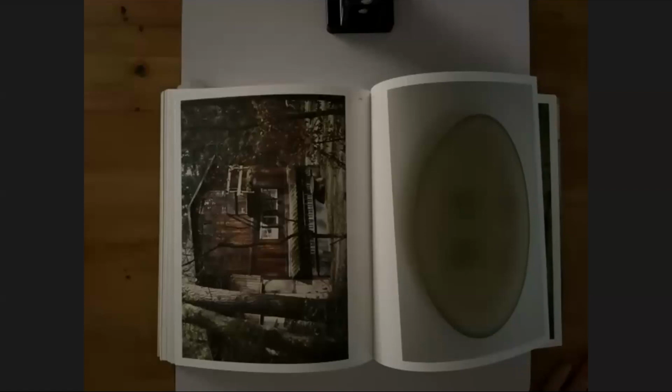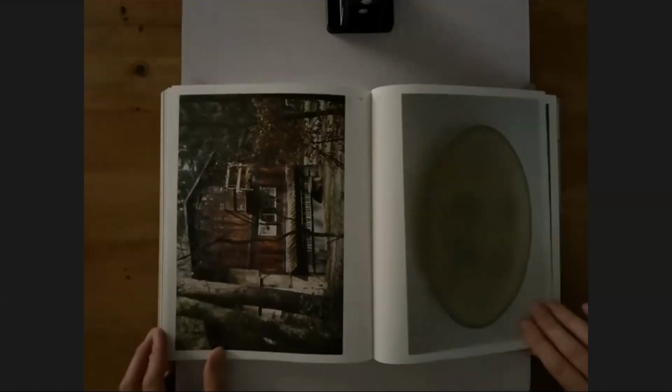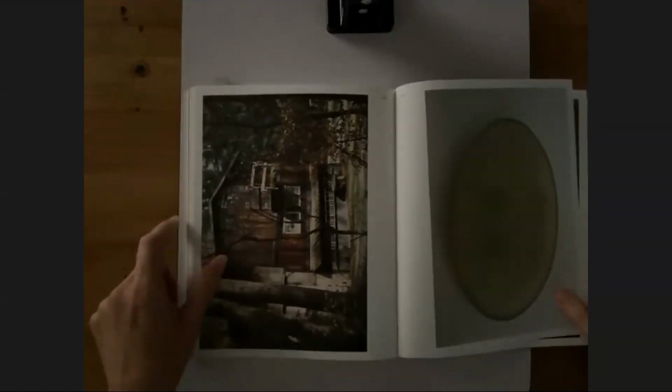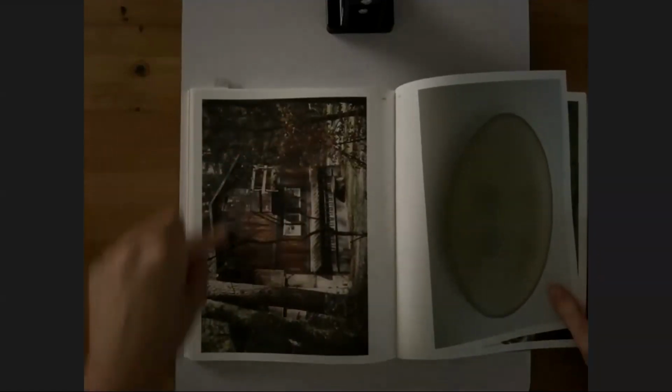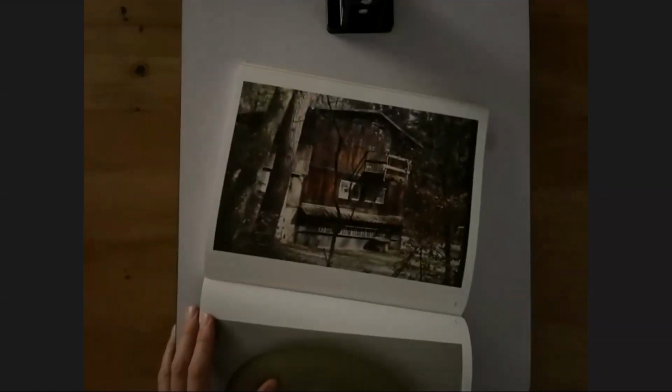This spread is a nice example of what I was saying. It seems odd, but it seems odd because you cannot see, okay, this takes on another shape here, it takes on this shape, and you cannot see, okay, this is actually a house, and now you can see it.